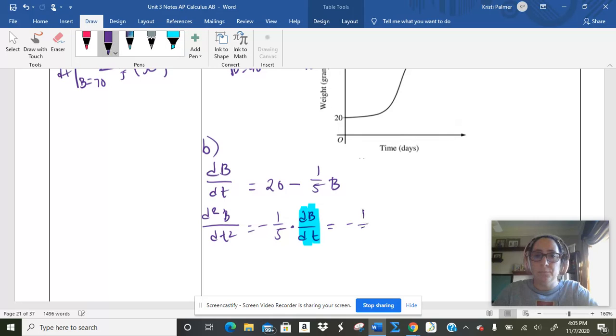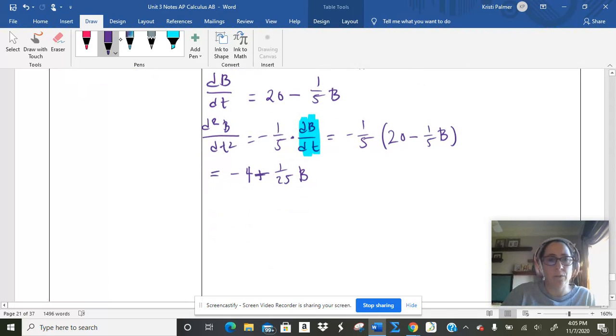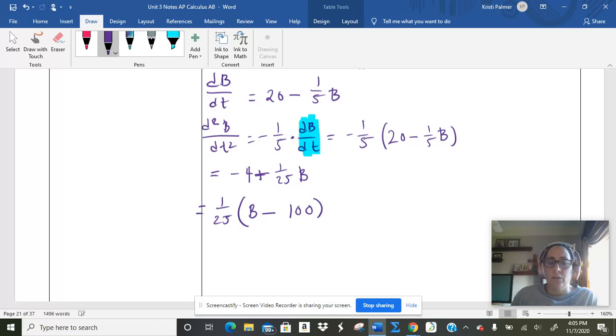And now I'm going to rewrite that, plugging in what dB dt was. And I like to see things easier, so that's what? Negative 4 minus 1 over 25 b, that would be plus. Okay, and I'm going to go ahead and take out that 1 over 25, which means that would be b, and then multiplying would be minus 100 right there. So that makes it easier for me to see what's going on.